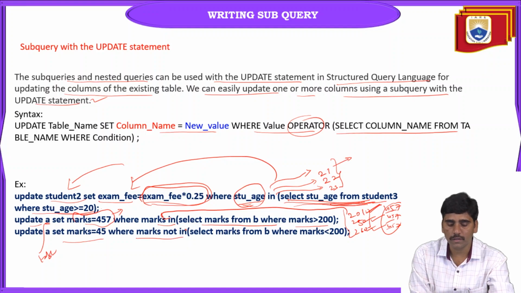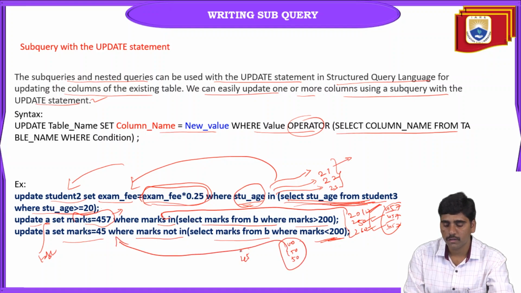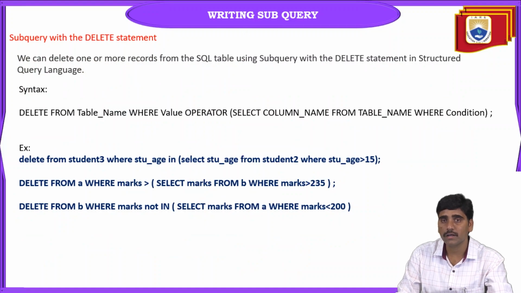Similarly, update A, set marks equal to 45 where marks not in (select marks from B where marks are less than 200). For those who have marks less than 200, like 100, 150, or 50, all these marks will be updated as 45. This is the way the result from the subquery acts as a condition for the main query.